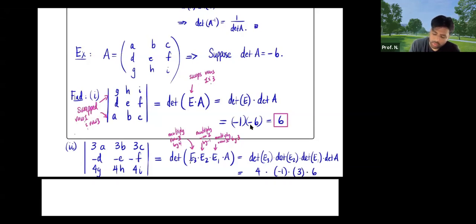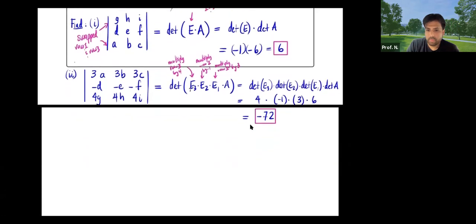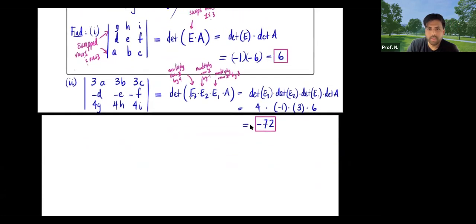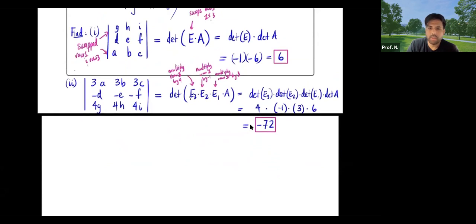So then when you multiply it all out, what do you get? Negative 4 times 3 is negative 12. Negative 12 times 6 is negative 72. Does everyone follow this? Does everyone see how the elementary matrices are embedded in this kind of problem with multiplying rows by scalar multiples? Is that clear? Sam?